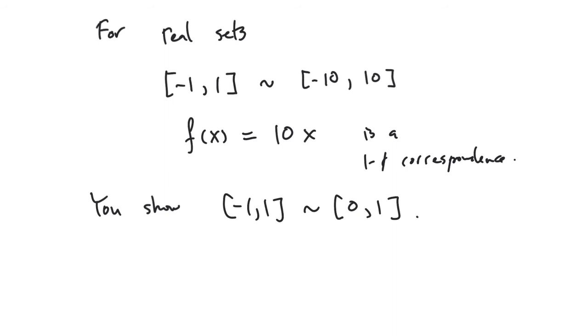Actually, it might be a little easier. I don't know. I'll have you decide. You could do it the other way around if you want. Instead of a function which goes from minus 1, 1 to 0, 1, you can make a function which goes from 0, 1 to minus 1, 1. Maybe you can think about which you think is a little easier.